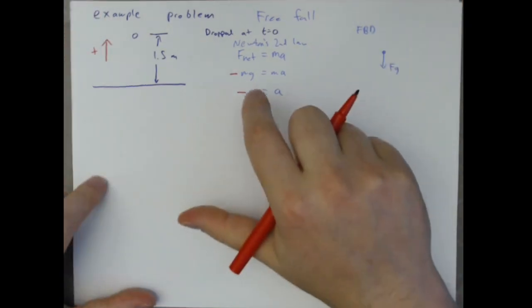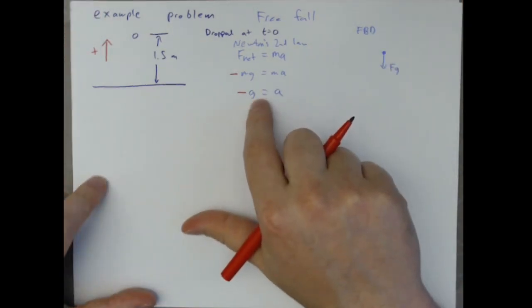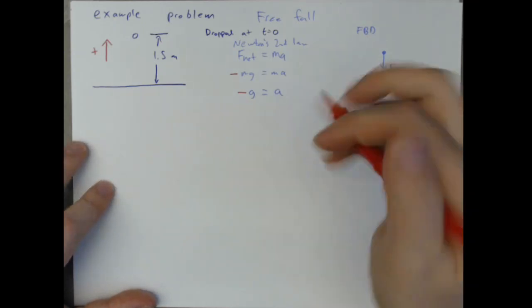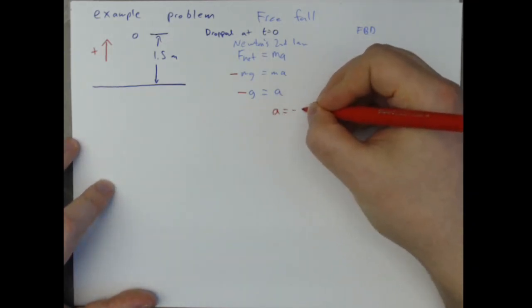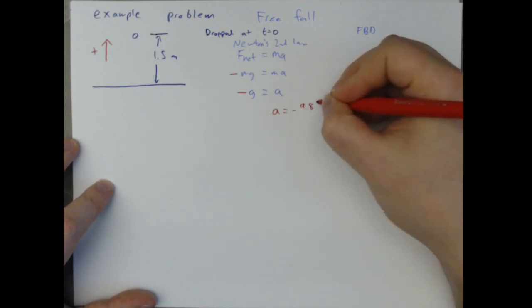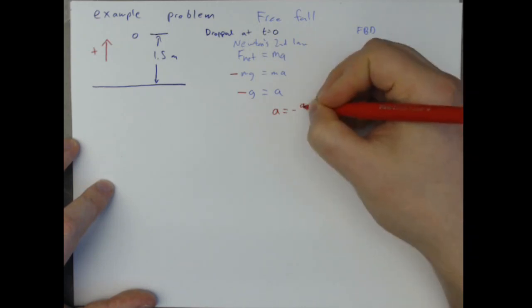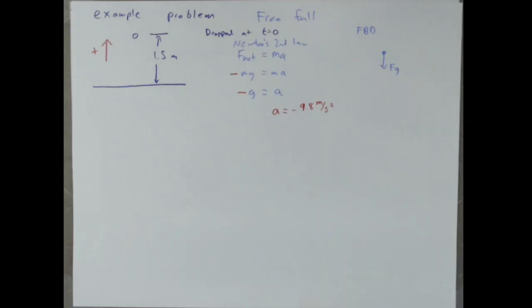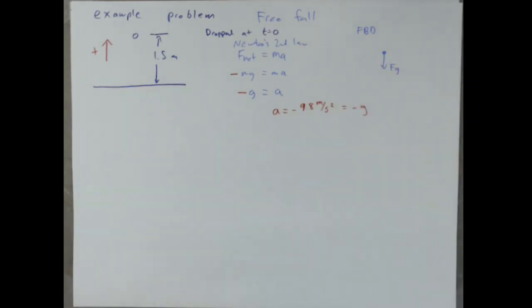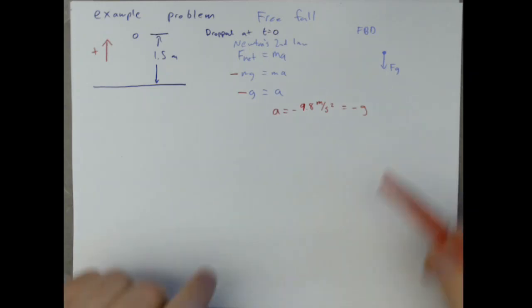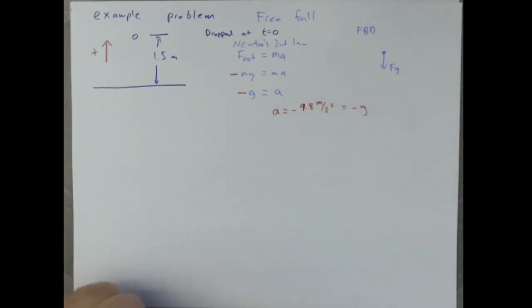So again, g is just 9.8 meters per second squared. So all this together lets me now say my acceleration is equal to negative 9.8 meters per second squared. Which, for simplicity's sake, I'm just going to keep saying is negative g until I have to get my final answer, because writing little g is a lot easier than writing 9.8 meters per second squared every time.